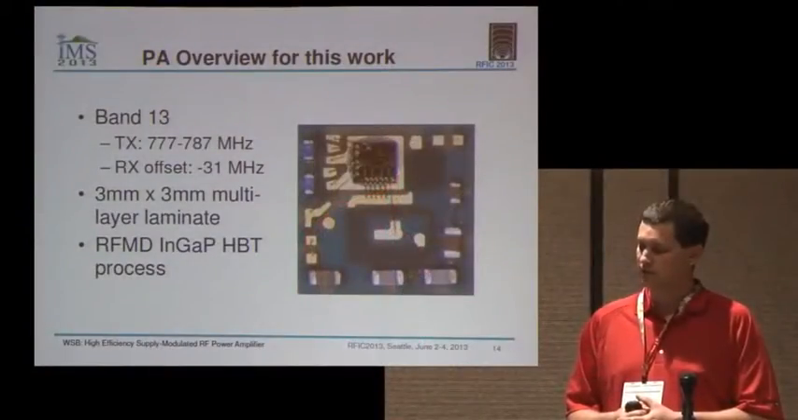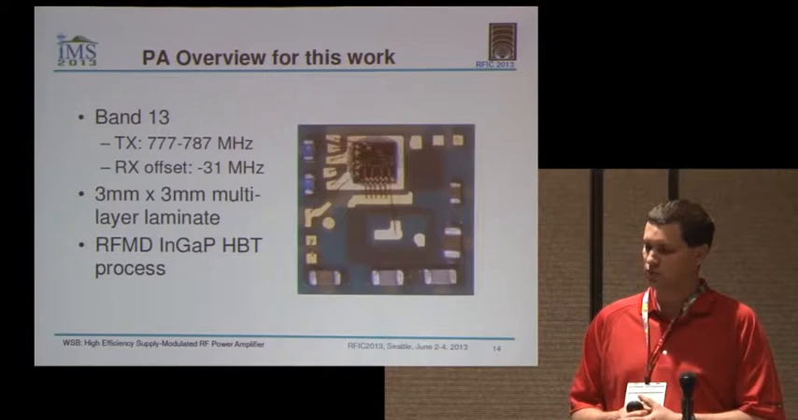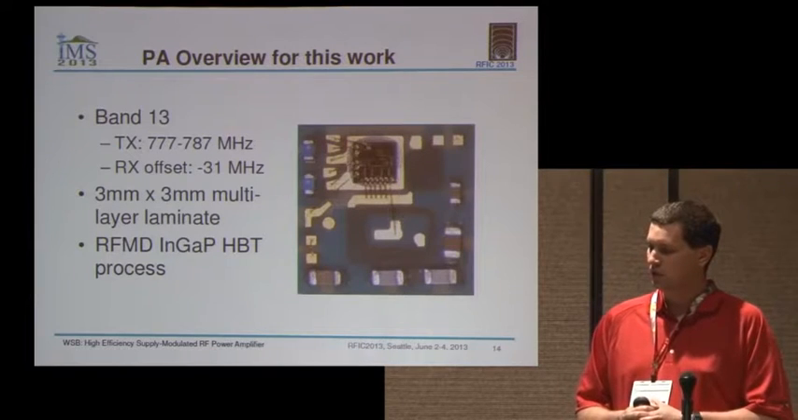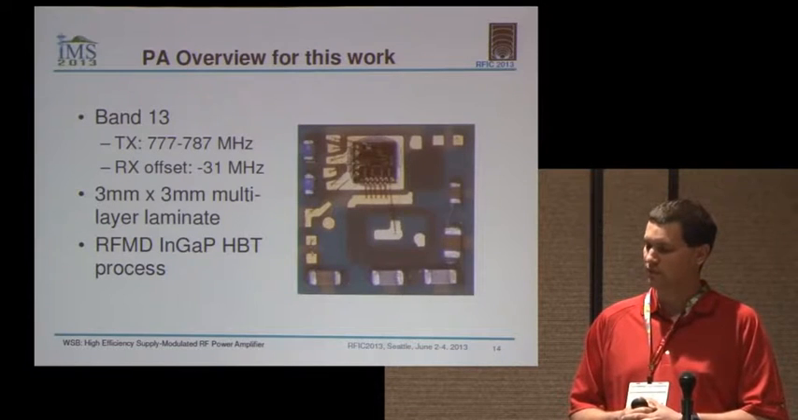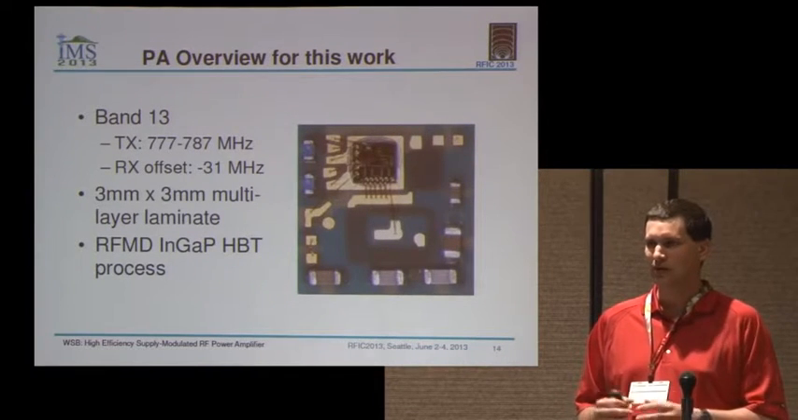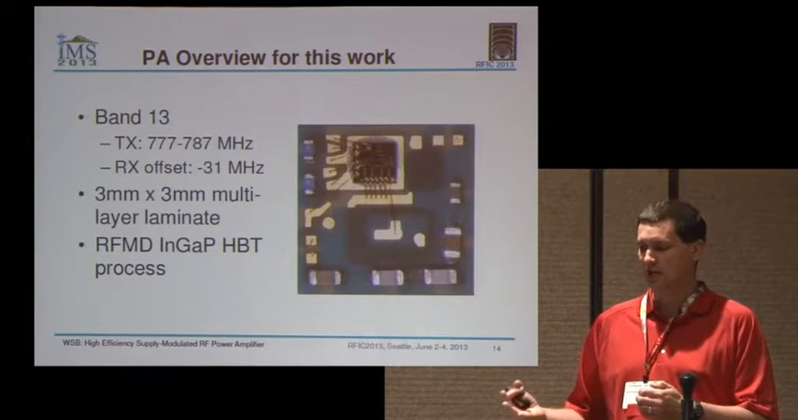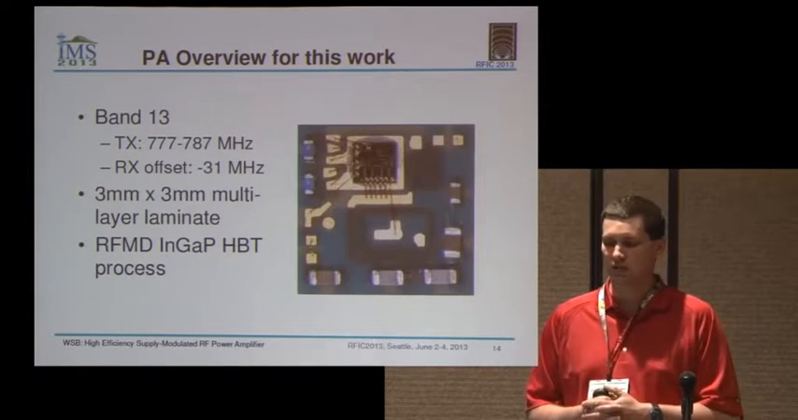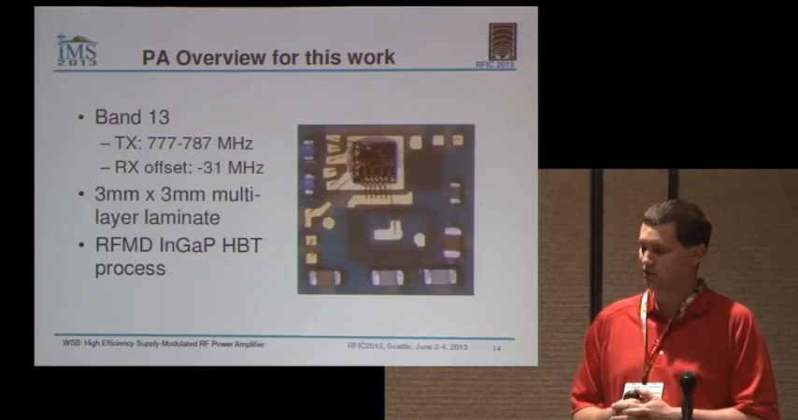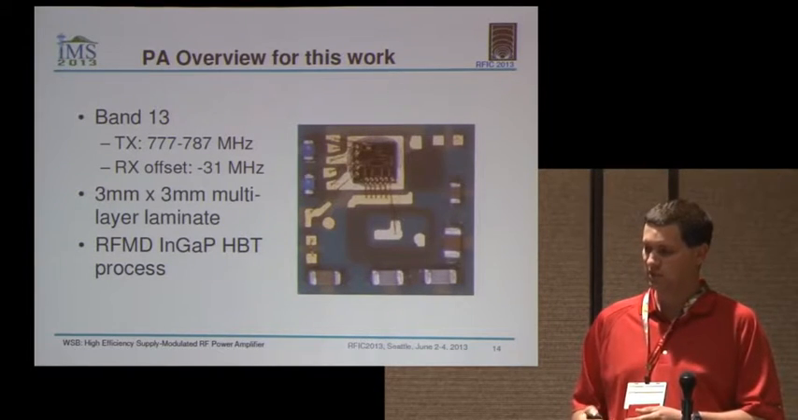So now I'm going to talk a little bit about the PA design that was done in this work. It was a band 13 PA, so basically the 780 megahertz band. Band 13 is one of the bands with the closer receive band offsets, minus 31 megahertz in this case. It was a 3x3 millimeter multi-layer laminate module. This PA was designed at about the time when the market trended to a smaller package size, so by today's standards, it's probably oversized for a single band PA. And we used an RF Micro Devices InGaP HBT process for this PA. It's basically a two-stage PA.